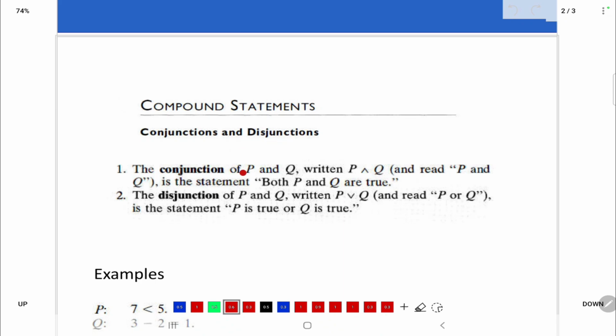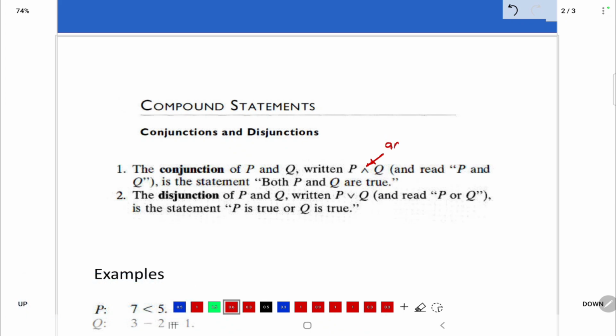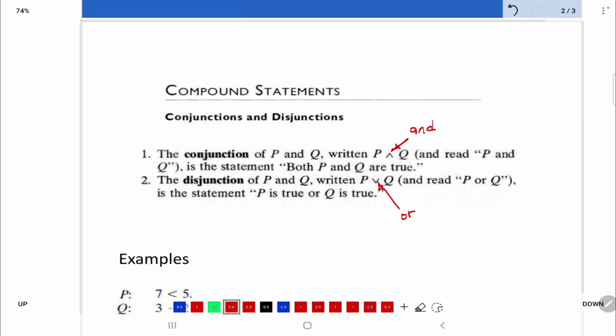The conjunction of P and Q, written as P and Q, is the statement both P and Q are true. The disjunction of P and Q, written as P or Q, is the statement P is true or Q is true.